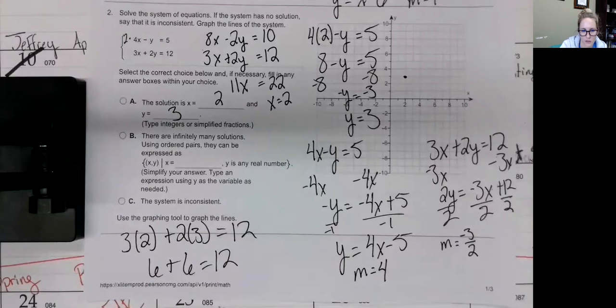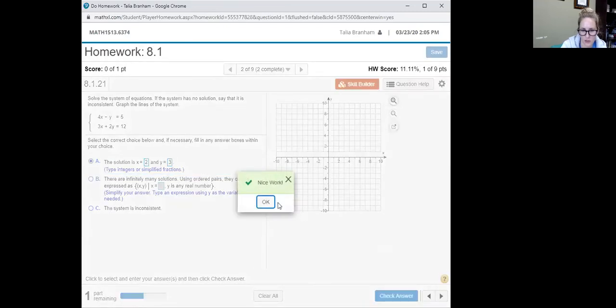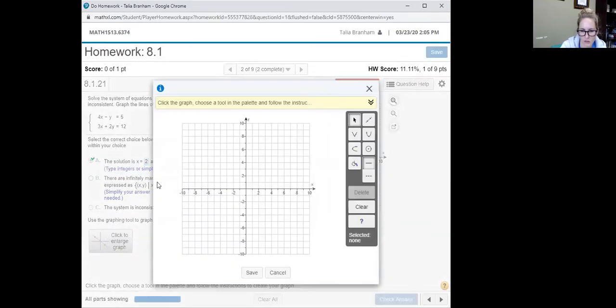So we're going to go back to this one. And x is 2. Y is 3. Then click to enlarge. We're going to start from 2, 3. Got it right this time. And my first slope is positive 4, so up 4: 1, 2, 3, 4, right 1. Then 2, 3 again. And the slope is negative 3 halves, so down 3: 1, 2, 3, right 2.